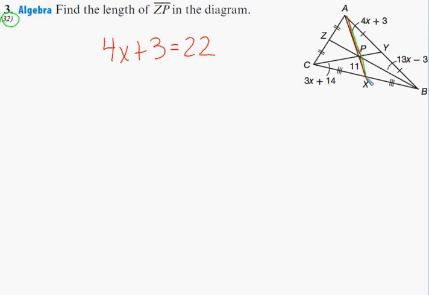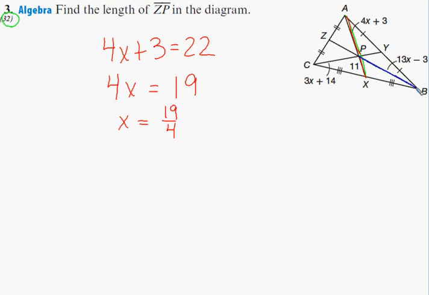Now you can solve for X. You get 4X equals 19. And so X is equal to 19/4. Not a very convenient value, but we can work with it. Now, that's enough information to begin solving for this distance right here, PB.